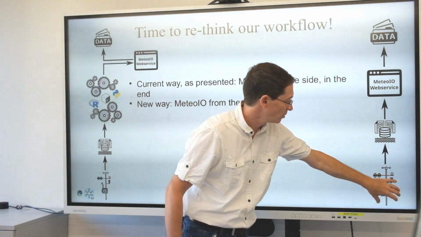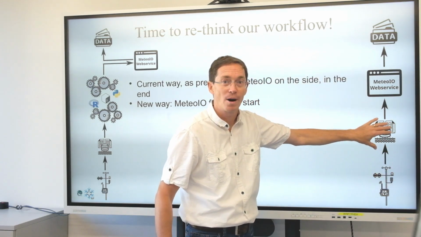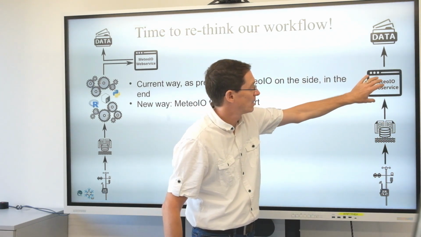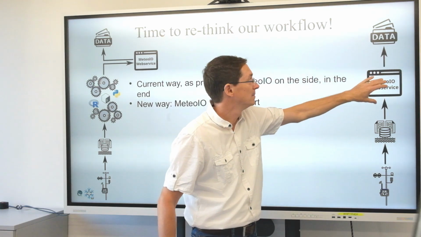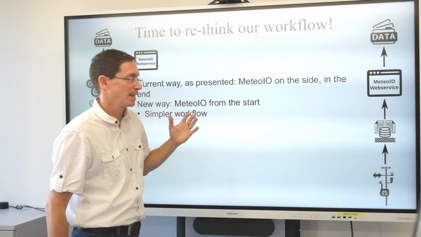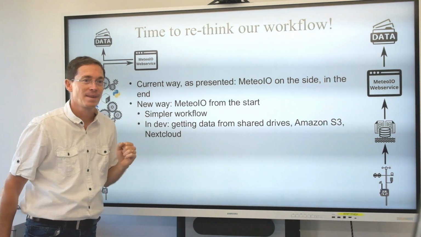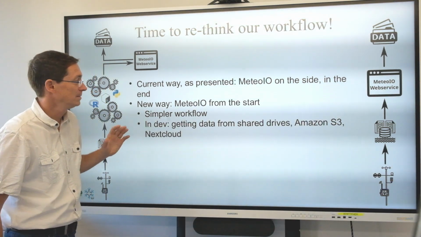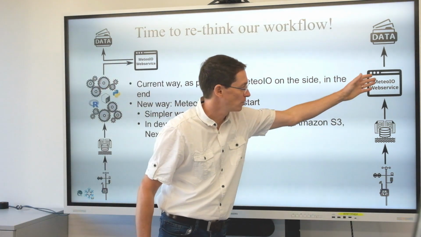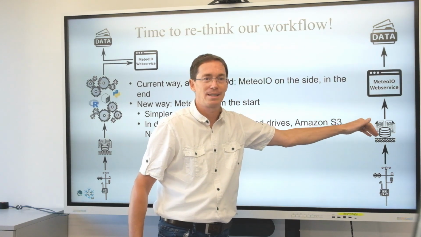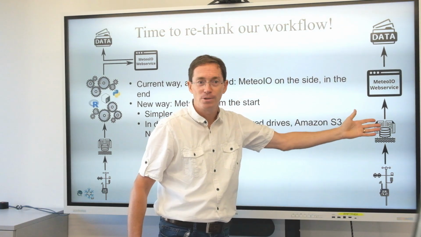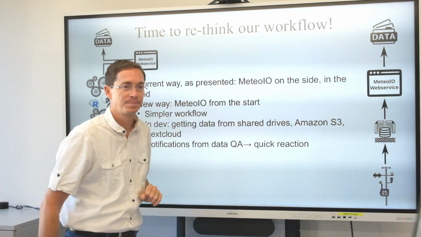We still have an automatic weather station pushing the data somewhere on a data lake, but then MeteoIO takes over the data from there and publishes the data. As you can see, the workflow is much simpler. What we are currently working on is being able, from MeteoIO, to access data, to pull the data from shared drives, from Amazon S3, or Nextcloud, for example.